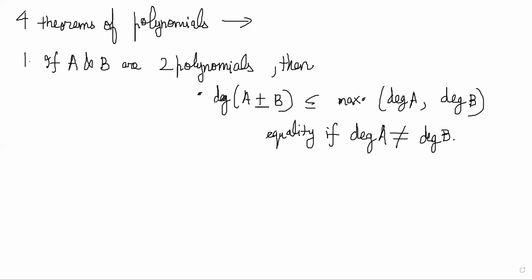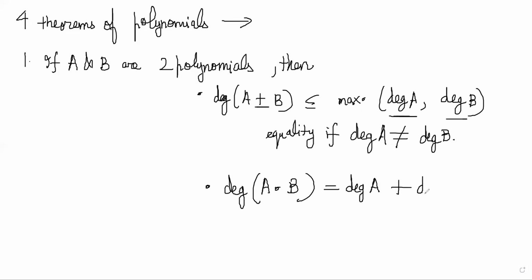You can think about it. If you take two polynomials, one of degree 2 and one of degree 3, and you add them, the degree of the resulting polynomial will be 3 only, right? Which is the maximum of the degrees 2 and 3. So that is a straightforward theorem. The second part of this theorem is that the degree of A into B, the product of two polynomials, will be equal to the degree of A plus the degree of B. So when you multiply two polynomials, the degrees get added. This is the first theorem.